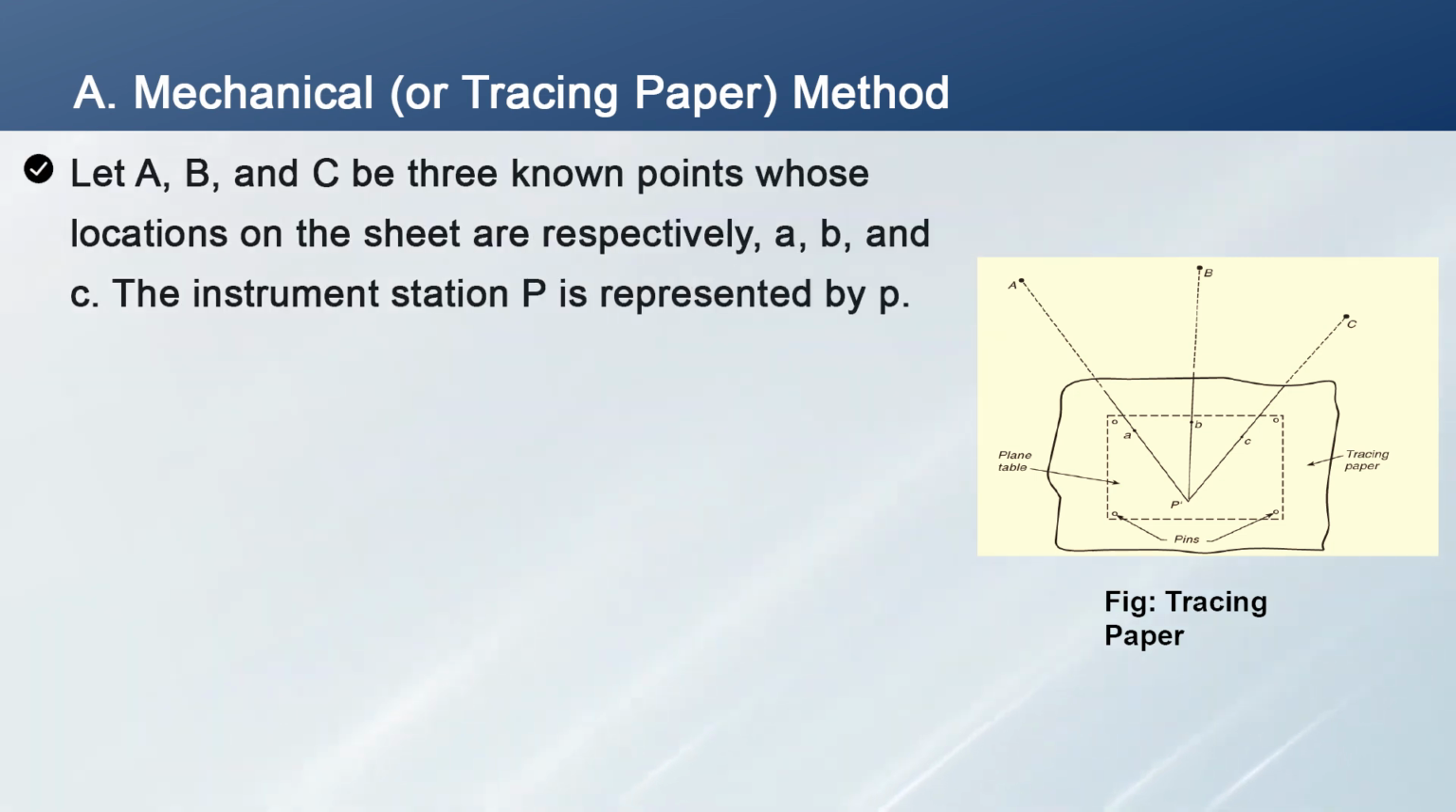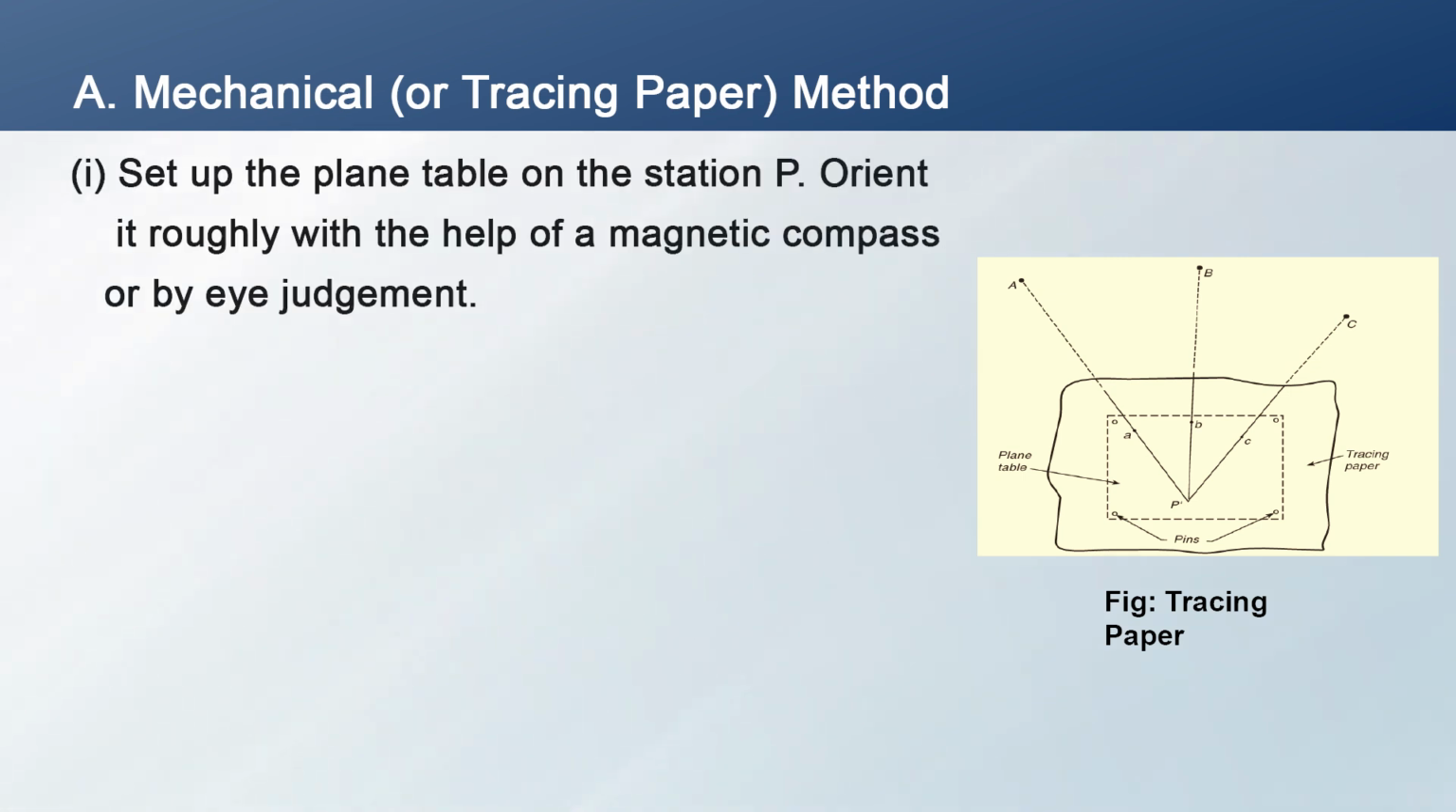Let A, B and C be the three known points whose locations on the sheet are respectively small a, b and c. The instrument station P is represented on the map as small p. Let's go to the procedure. The following steps are followed. First, set up the plane table on the station P. Orient it roughly with the help of a magnetic compass or by eye judgment.